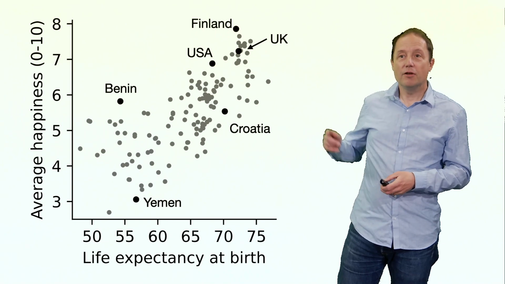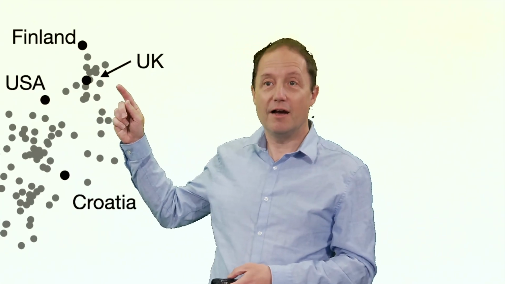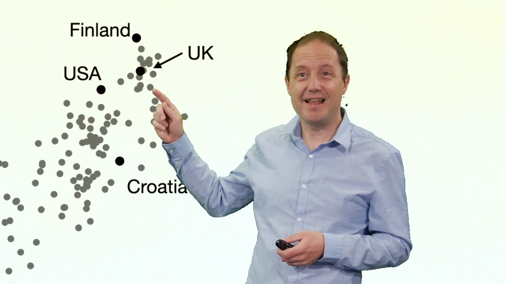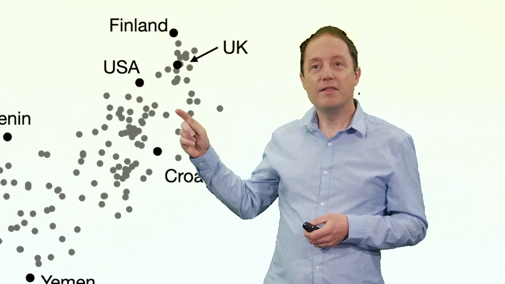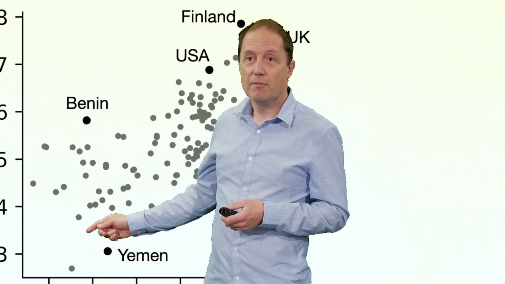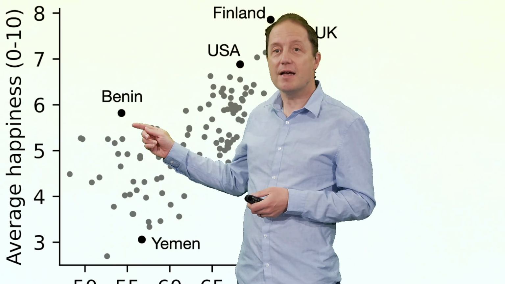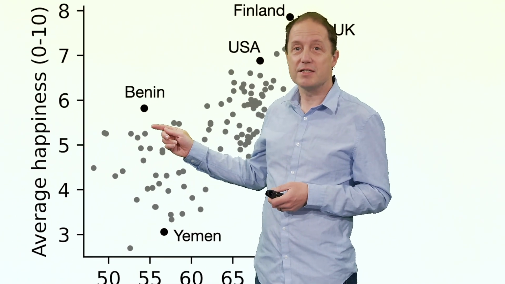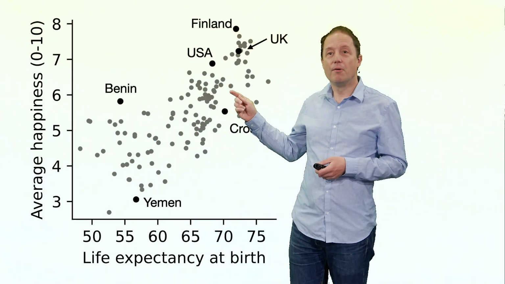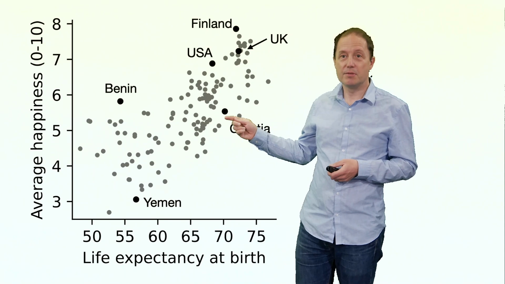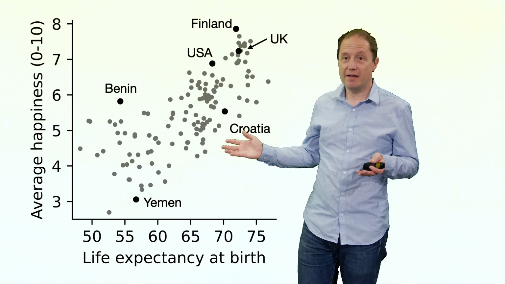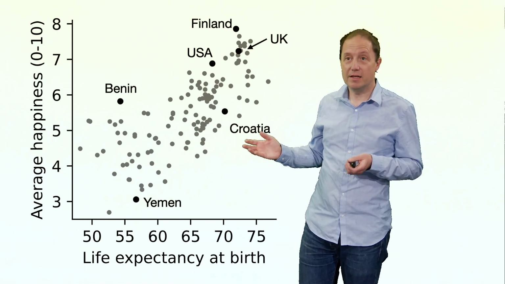So to see that, you can consider Finland and the UK at the top here. Finland is the happiest country in the world, or at least people who live there, they say that they're happy. And then further down, we have Yemen, one of the unhappiest countries in the world, where people live the shortest amount of time. Benin has a little bit of a shorter life expectancy, but people are a lot happier there anyway. And we have the USA here, where people are somewhere in between, and Croatia is also somewhere in between. So there is some sort of relationship we can see between how happy people say they are and how long they're likely to live in different countries.